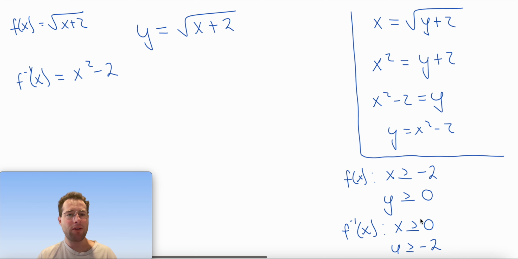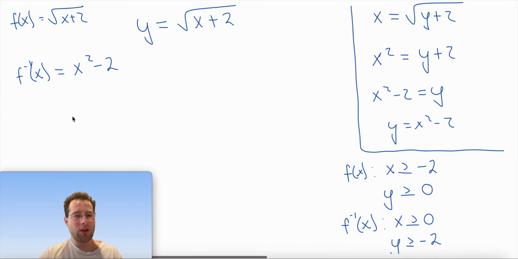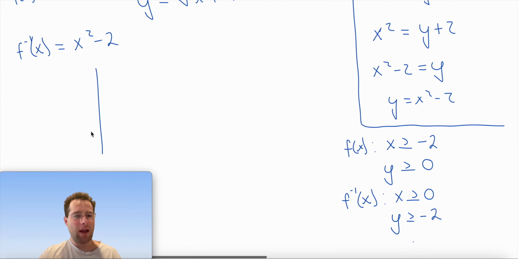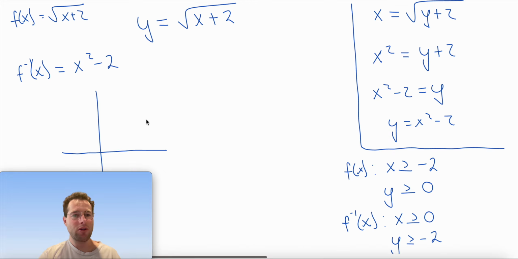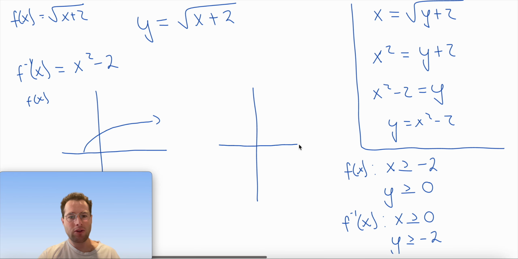And let's see here. I'll actually graph this one just to show visually what these look like. So the original function, f of x, is going to look something like x plus 2. So it's a square root, and it has a transformation. It's shifted over left 2 units. So it might look something like this. And so this is f of x. And then the inverse function, well, it's x squared shifted down 2 units.